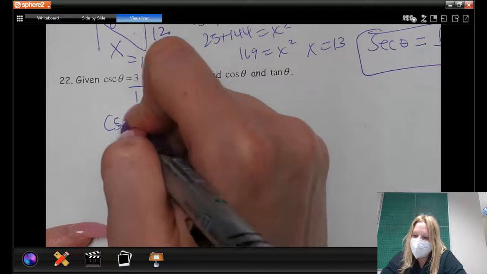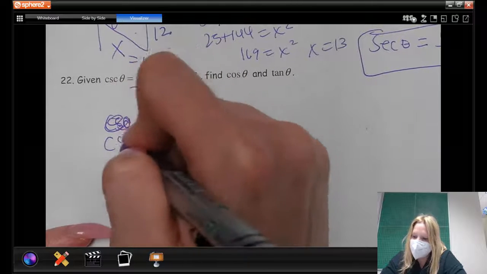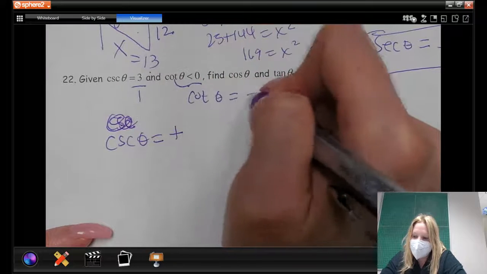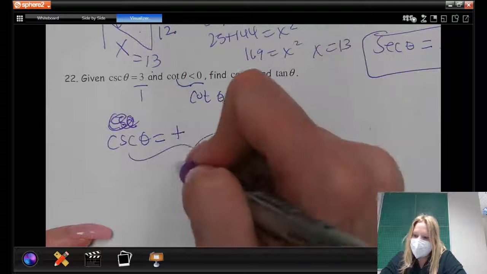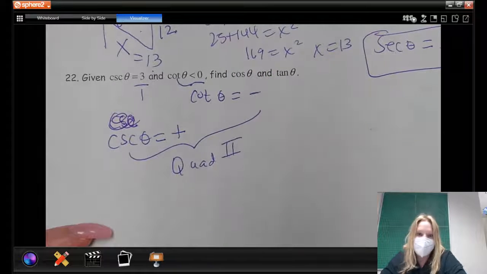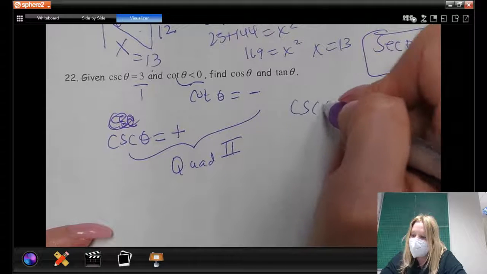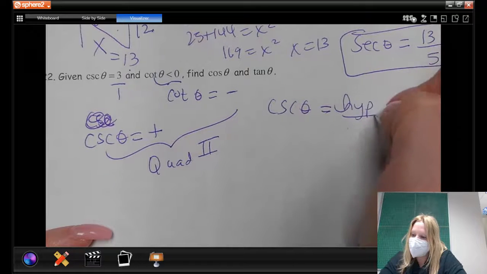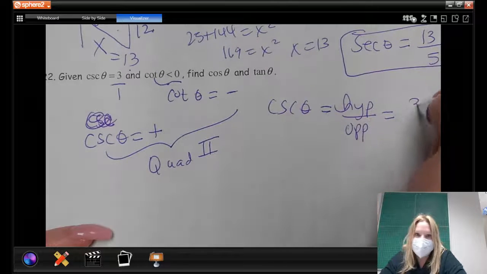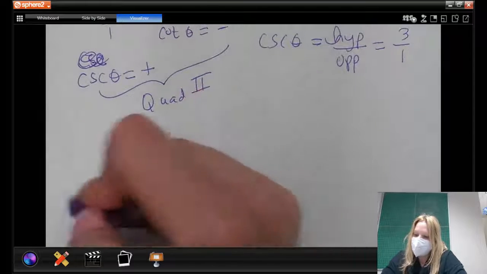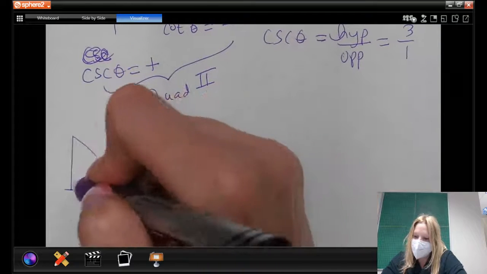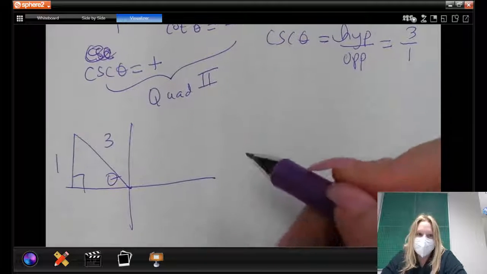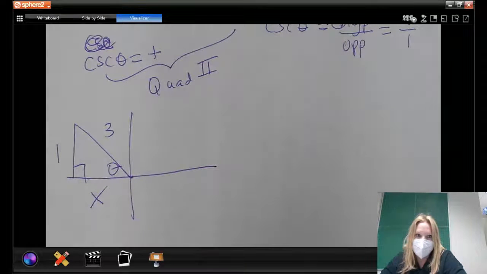So cosec theta is positive. Cotan theta is negative. This tells me I'm in quadrant 2. Cosec theta, let's see, sine is opposite over hypotenuse, so cosec is hypotenuse over opposite, and it's 3 over 1, which tells me when I draw my triangle in quadrant 2, my hypotenuse should be 3, my opposite should be 1, my adjacent I don't know.